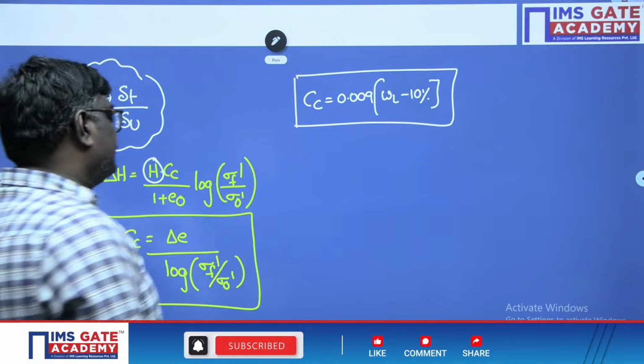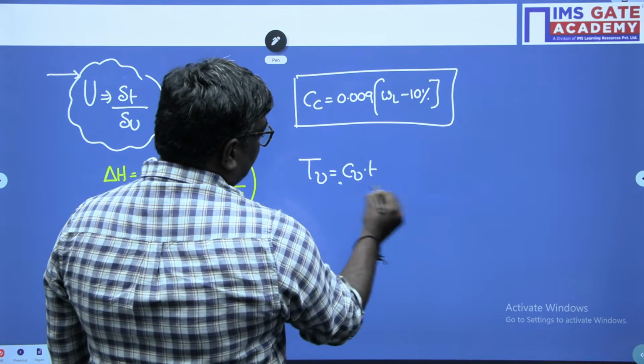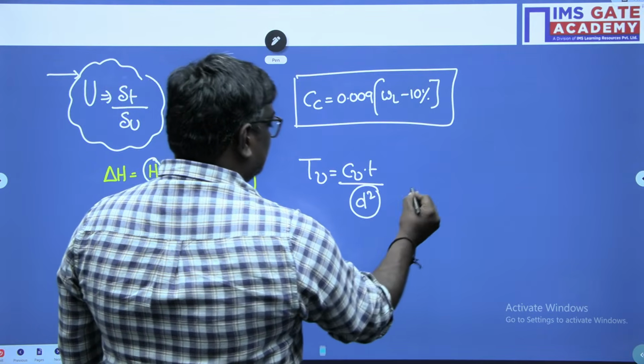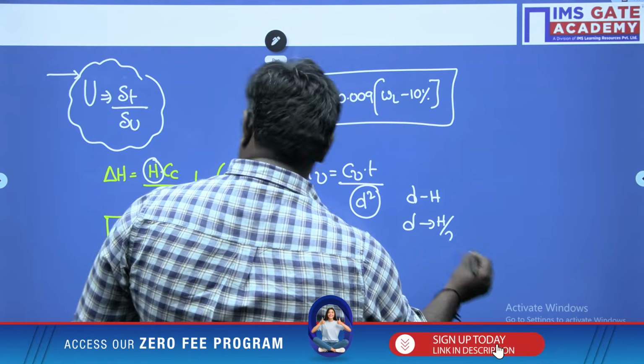Agree? Next, the time factor TV is given by the formula CVT upon D square. For single drainage, D will be taken as H. For double drainage, D will be taken as H by 2.